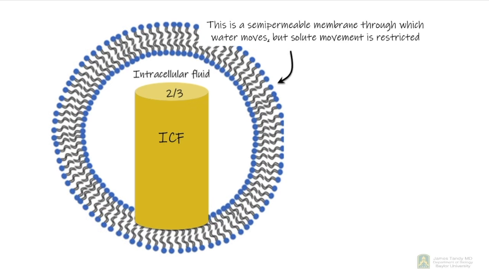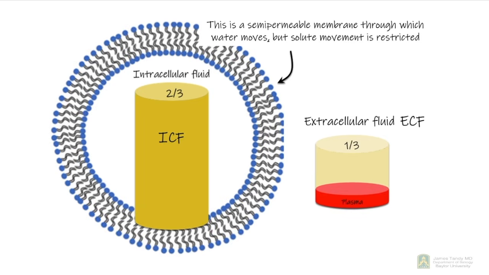The cell membrane, which we already established has selective properties, allows water to cross, but it restricts the movement of solutes. The extracellular compartment comprises 1/3 of our total body water. The extracellular compartment is further divided into plasma, which contains the water inside of blood vessels, and the interstitial fluid, the fluid outside of the blood vessels that occupies the spaces between cells. The breakdown of extracellular fluid is approximately 80% interstitial fluid and 20% plasma.